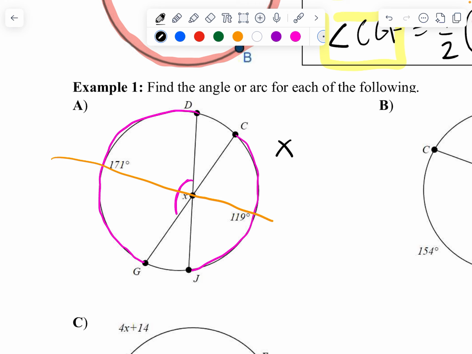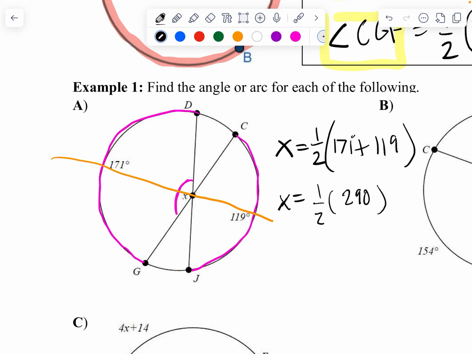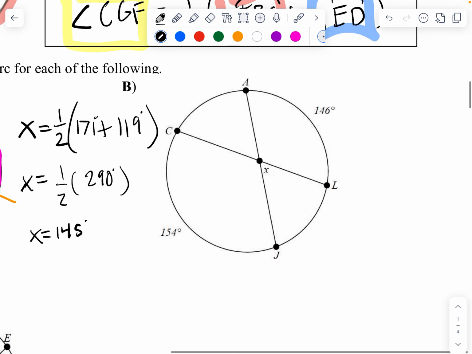So the angle in line with arcs equals 1/2 the major, and the larger of those two is the 171, plus the minor, 119. There we go. That's the setup, right? You'll notice the thing we need to find is already solved for. It's alone, so simplify the right side and we're done. So 1/2 of 171 plus 119 gives us 290 degrees, right? So then from there, half of 290 is going to give us 145. Right? And that is the measure of X, the angle. There we go. Let's do another.